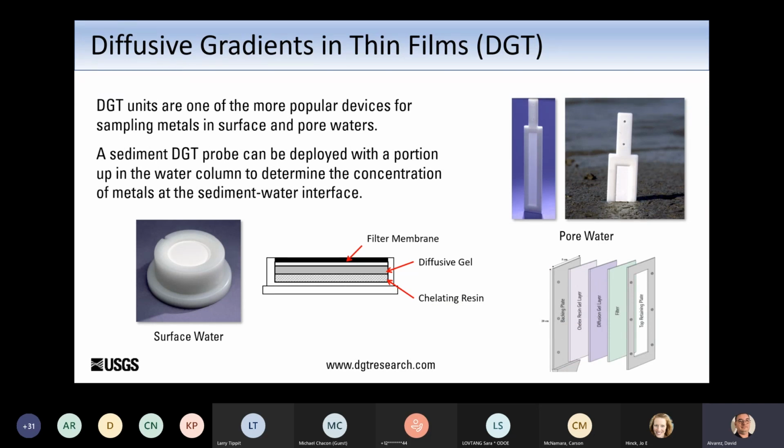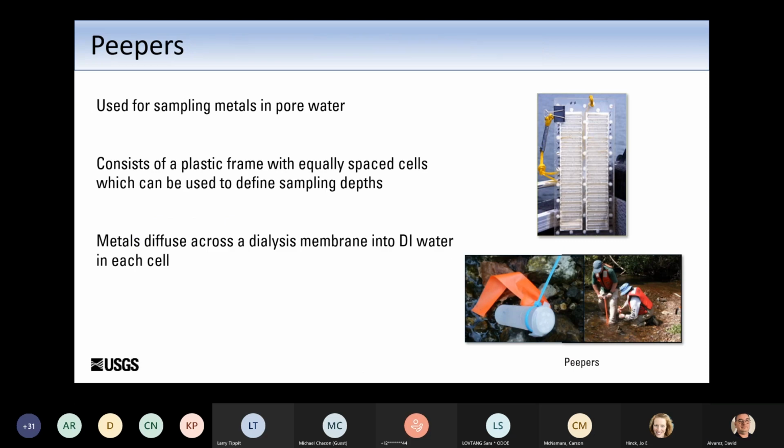The first one is the diffusive gradients in thin films, or the DGT. This is a popular sampler for measuring metals in surface and pore waters. It is a commercially available sampler, which leads to its popularity. The DGTs consist of a filter membrane that protects a rate-limiting diffusive gel, and then underneath that, a gel that's embedded with a chelating resin, and that's where the metals get trapped as they enter the sampler. There's a configuration of the DGT that's a sediment probe that you can see in the pictures on the right, and this allows you to measure profiles of metals at the sediment water interface, as well as by depth within the sediment.